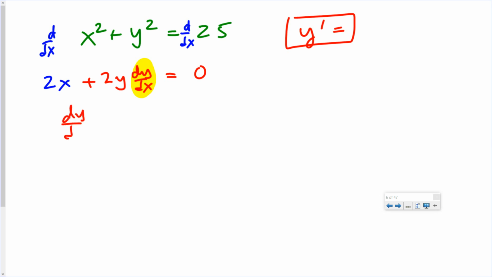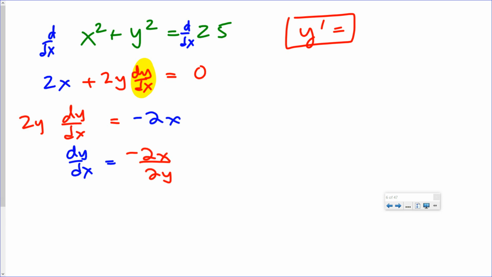So let me go ahead, and what I'm going to do is subtract 2x from both sides. So that'll be 2y dy dx is equal to negative 2x. Now when I solve for dy dx, do you see it's negative 2x divided by 2y? I can cancel out the 2's, so that's really negative x over y. And this is what I get the derivative is.